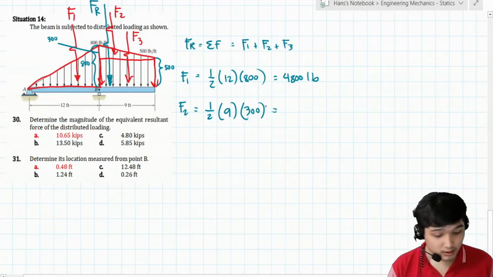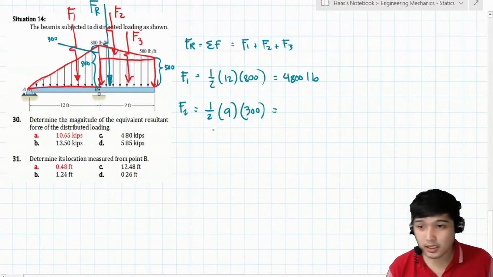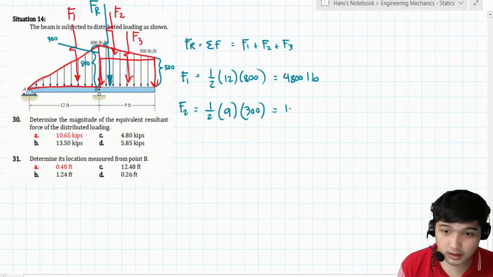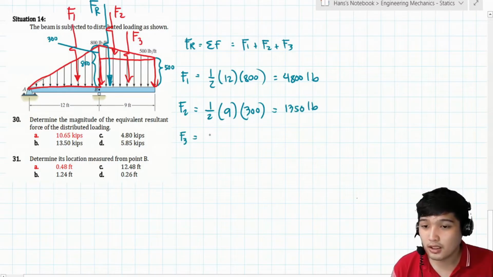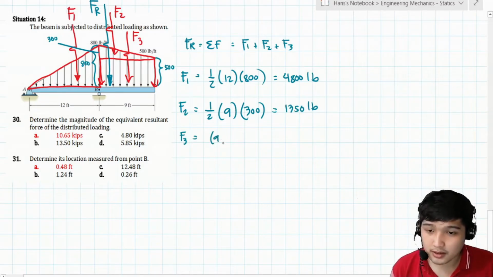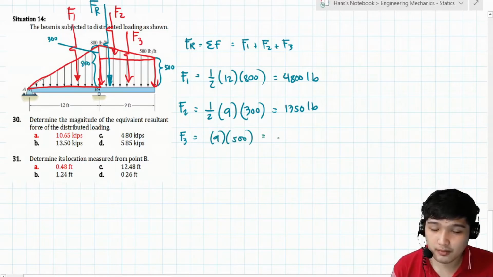Okay, so that is what? 1,350 pounds. And lastly, yung F3, yung rectangular load. So, that's base times height. Base is 9. Height is 500. So, this one is 4,500 pounds.